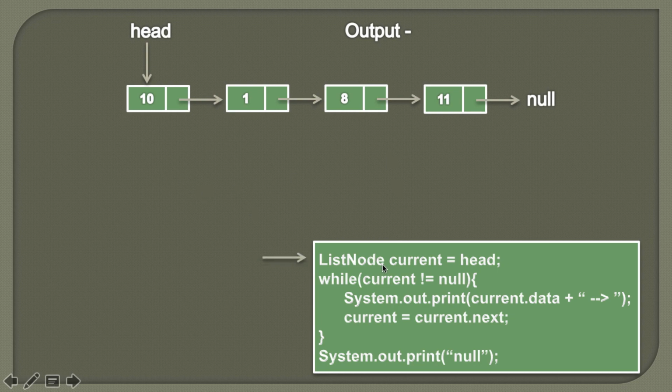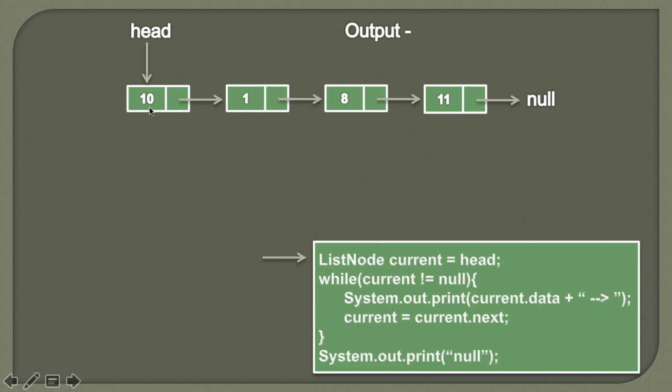Now in the first step, in order to print the elements of the singly linked list, we need to traverse each and every node one by one, and we are given the head node, which is the first node of the singly linked list. So we actually start traversing from this first node only.